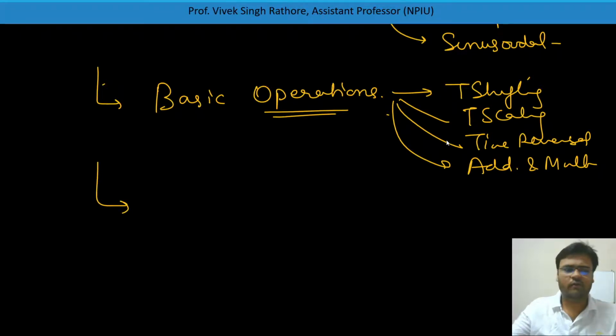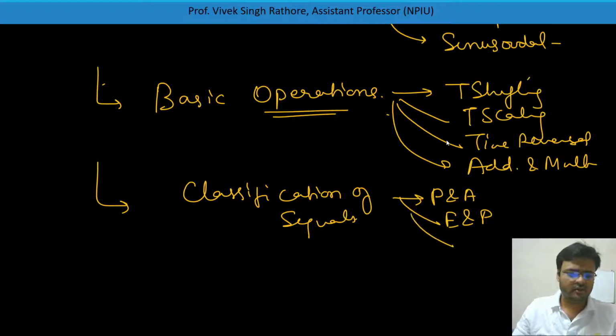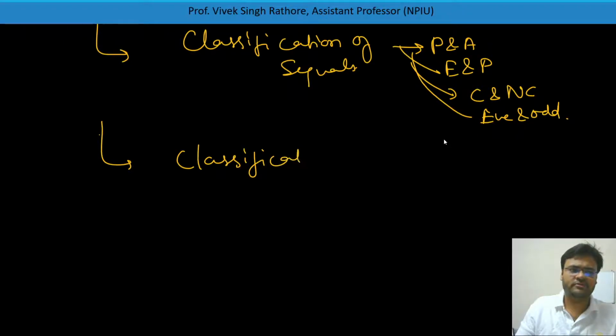Then after that we'll see classification of signals. Signals are of various types, so in this we'll see many types of signals, like periodic and aperiodic signals, energy and power signals, causal and non-causal signals, and even and odd signals. These are all topics we will see, and then at the last of this module we will see classification of systems.